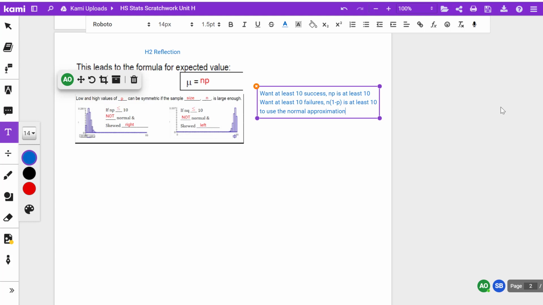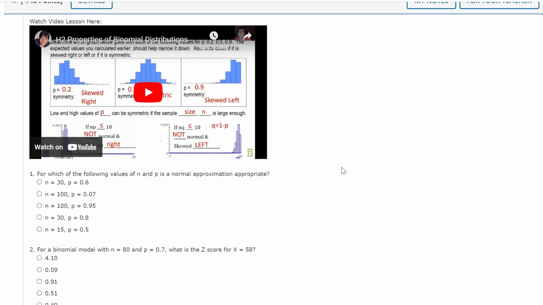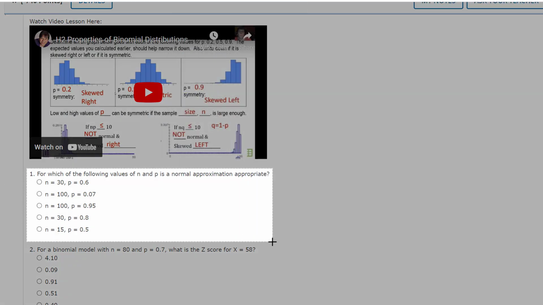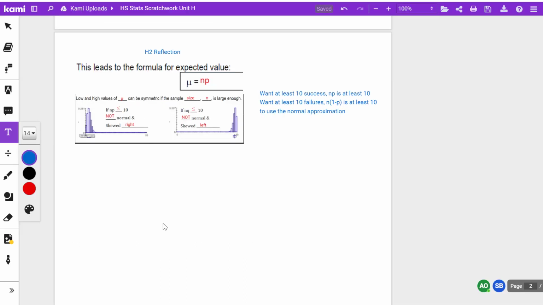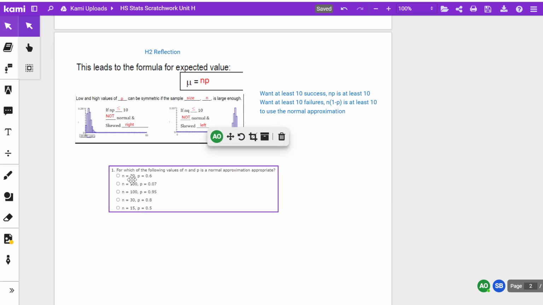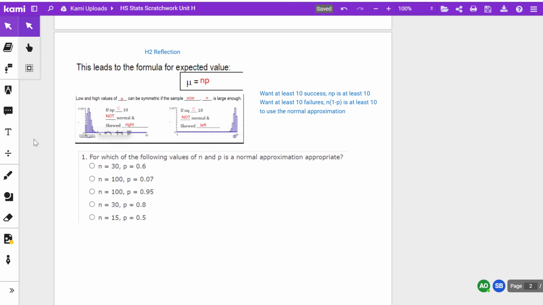All right. So let's go to our problems. For which of the following values of n and p is a normal approximation appropriate? I'm going to copy this problem in. We don't have a lot of problems today. So what we're going to do is calculate n times p and n times 1 minus p for each one of these.